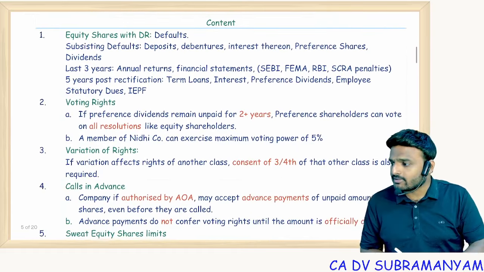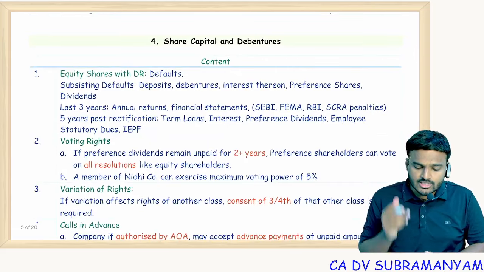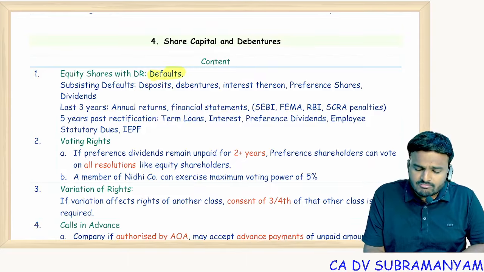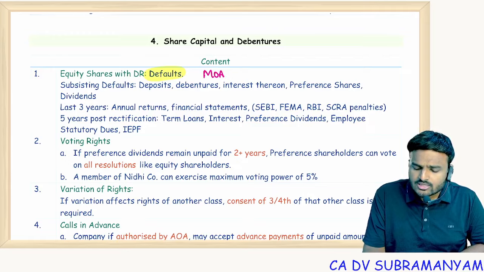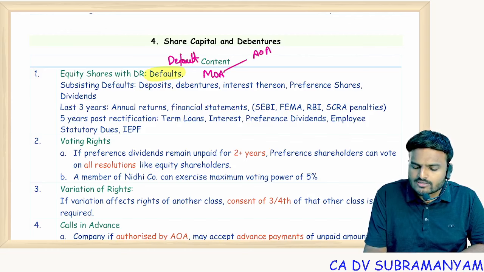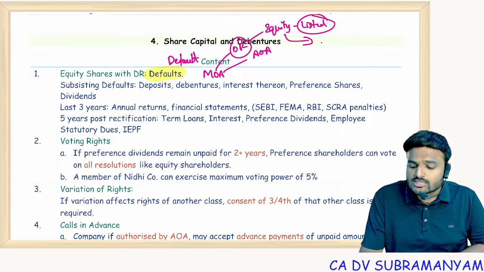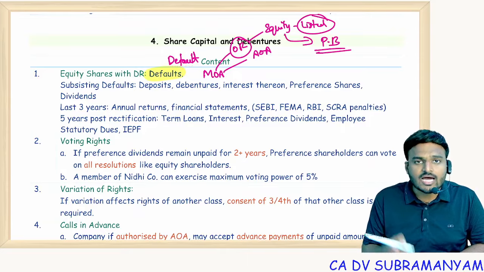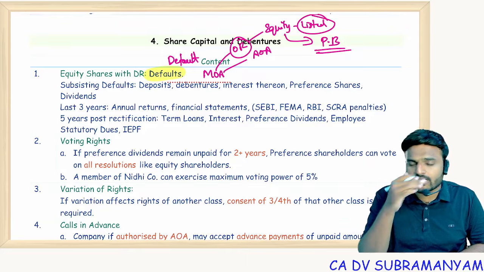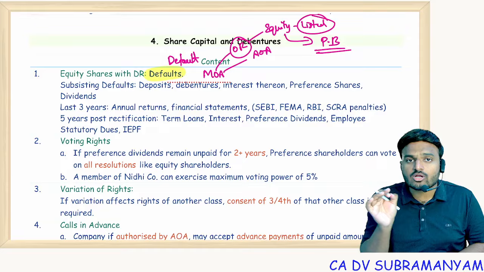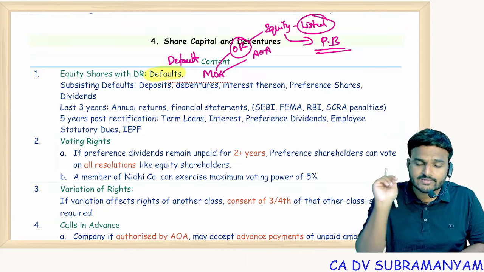3 chapters we completed. Next one, share capital and debentures. Equity shares with differential rights. Remember defaults. For issue of equity shares with differential rights, remember the condition: default MOA. A stands for Articles of Association authorization. O stands for OR, ordinary resolution. If you are a company whose equity shares are listed on recognized stock exchange, then such OR shall be passed through postal ballot. Unlisted companies, normal meeting enough. But equity shares listed on recognized stock exchanges, postal ballot compulsory.